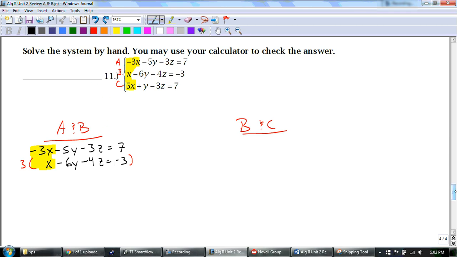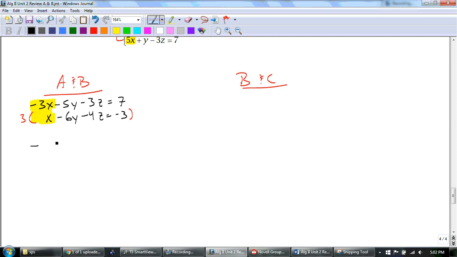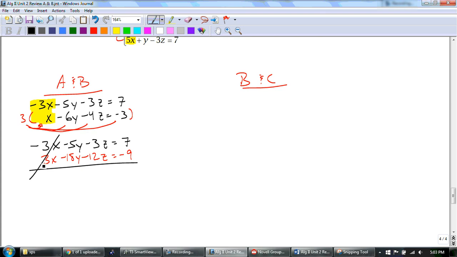Okay? So I'm going to write that first equation again, the negative 3x minus 5y minus 3z equals 7. And now I'm going to distribute the 3x minus 18y minus 12z equals negative 21. I'm sorry, not negative 21. I was multiplying the 7. Mr. Grice. 3x minus 18y minus 12z equals negative 9. Okay, so good. Those cancel.